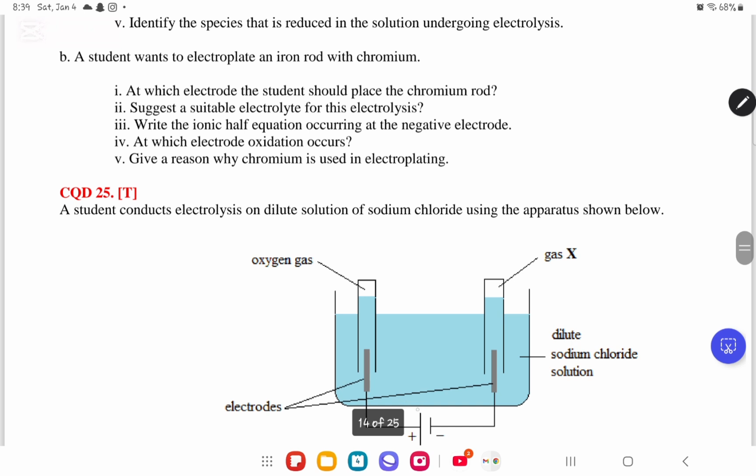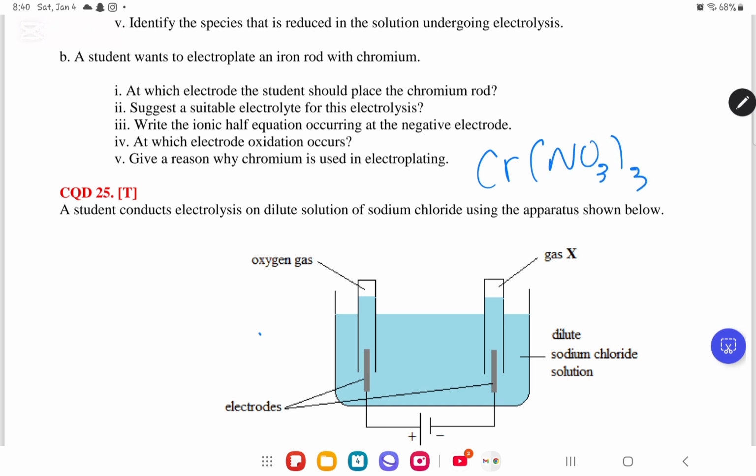Moving on to part B, a student wants to electroplate an iron rod with chromium. At which electrode should the student place the chromium rod? We said that if we are plating with something, the object to be plated with is placed at the anode. Now suggest a suitable electrolyte for this electrolysis. Of course, it has to be made out of the metal we are plating with. So let's say the electrolyte is going to be chromium solution, anything that's aqueous. So for example, chromium nitrate, Cr(NO₃)₃. So something like this.